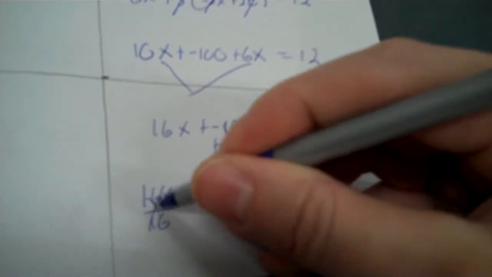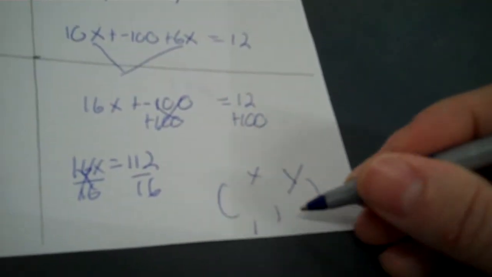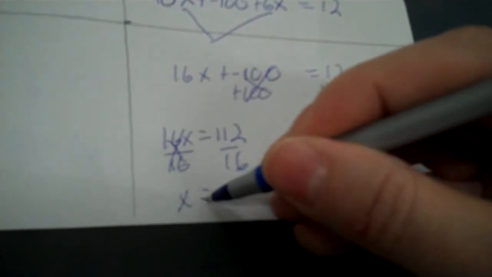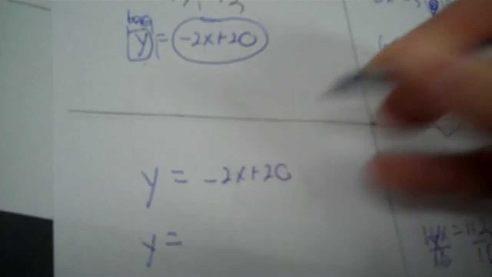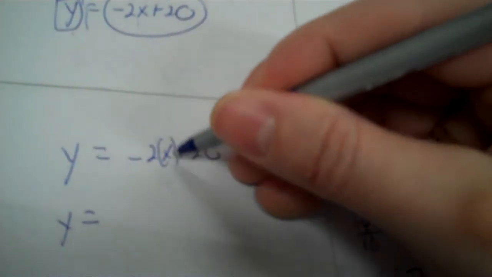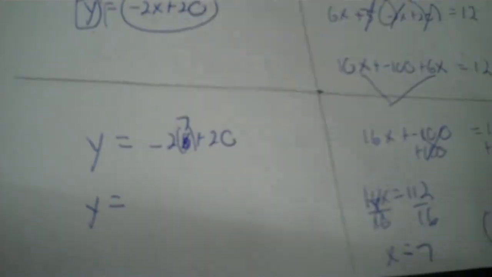Now divide by 16. And by the way, you're finding the x first and the y second. So 112 divided by 16 is 7, so that's a good looking answer. Find the y, use the base. So I put 7 in for x. Then I take -2 times 7 plus 20, and I got 6. Okay, that's all I have to say on that. I hope it made sense.